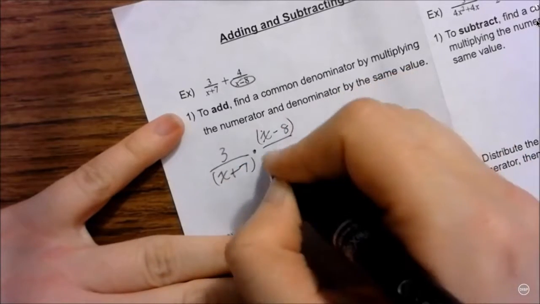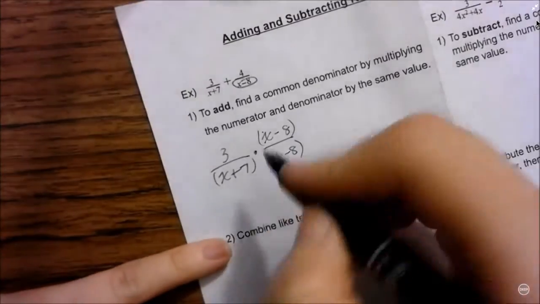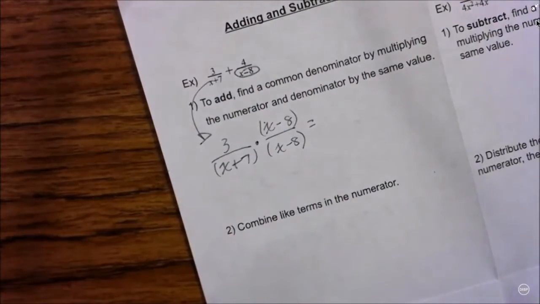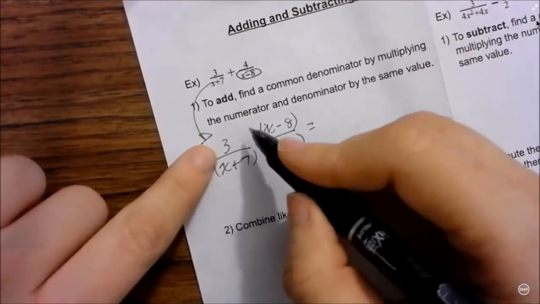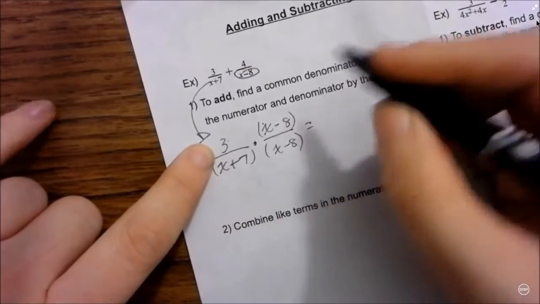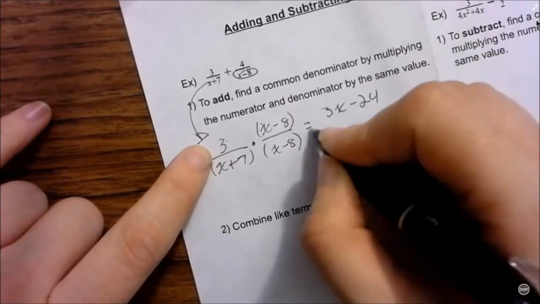And actually, you may want to put parentheses around them. Okay, so here's my first fraction. I'm going to change it so they both have the same denominator. So I have 3 times x minus 8. 3 times x is 3x. 3 times negative 8 is negative 24.